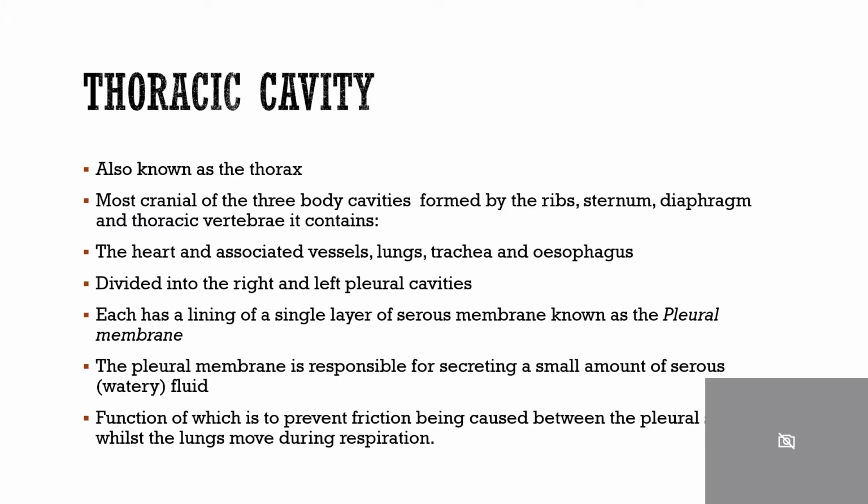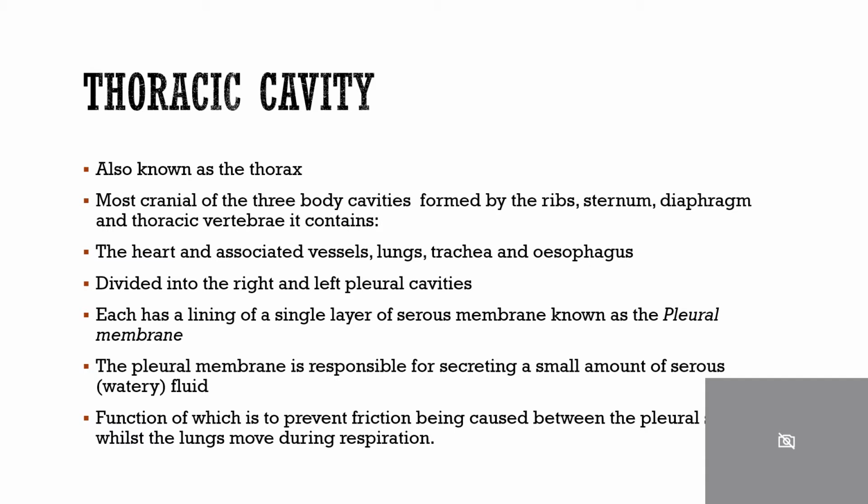The thoracic cavity, also known as the thorax. It is one of the 3 body cavities, formed by the ribs, sternum, diaphragm, and thoracic vertebrae. It contains the heart and associated vessels, lungs, trachea, and esophagus. It is divided into the right and left pleural cavities.